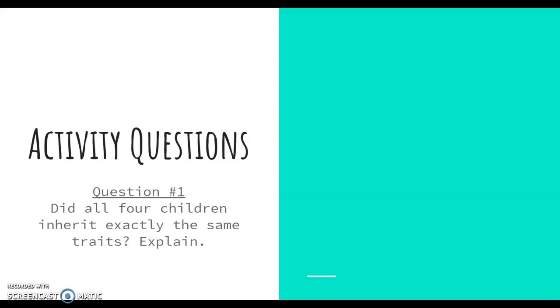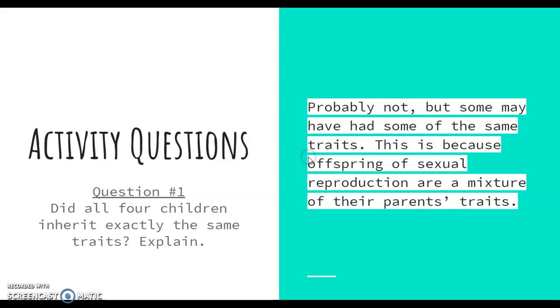The first one asked, did all 4 children inherit exactly the same traits? And justify your answer. So in that activity, I asked you to pull out genetic information for 4 offspring. And I'm going to say that you probably did not have exactly the same traits for all 4. You may have had some that were the same, but it wasn't going to be identical. And that's because offspring of sexual reproduction are a mixture of their parents' traits. You're getting your genetic information 50% from the mother and 50% from the father.